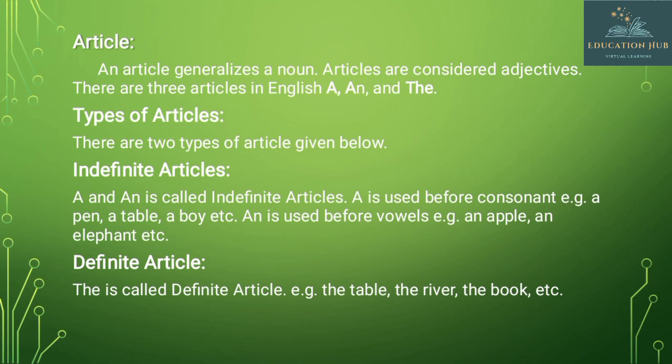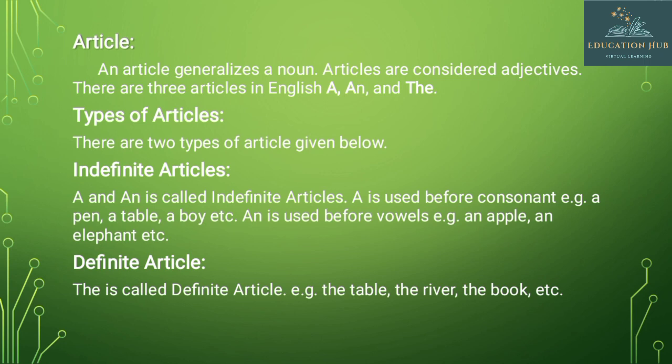A is used before consonants. For example, a pen, a table, a boy, etc. An is used before vowels. For example, an apple, an elephant, etc.